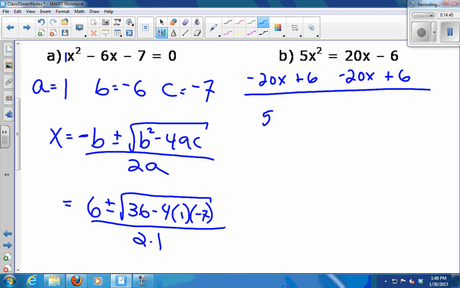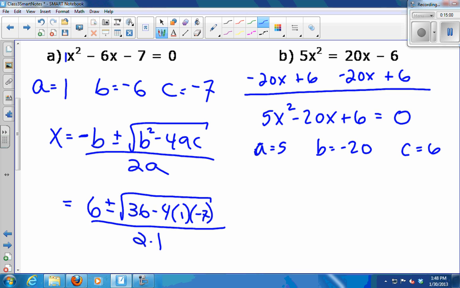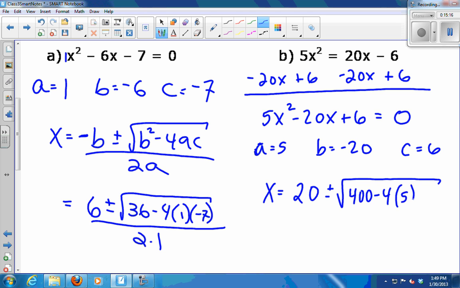So I get 5x squared minus 20x plus 6 equals 0. Now, A is 5, B is negative 20, and C is 6. So we have x equals negative b, so that would be positive 20, plus or minus the square root of b squared minus 4 times a times c, all over 2 times a.